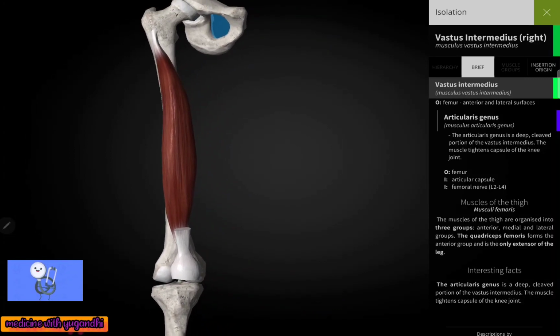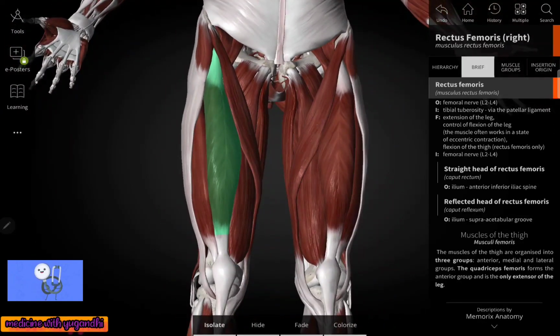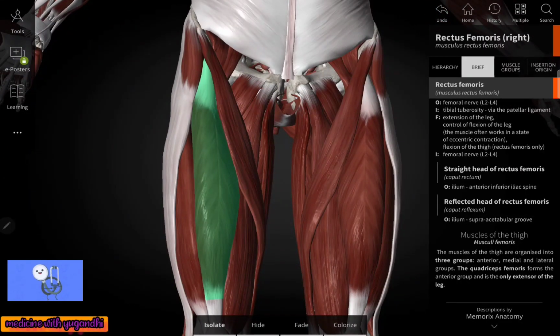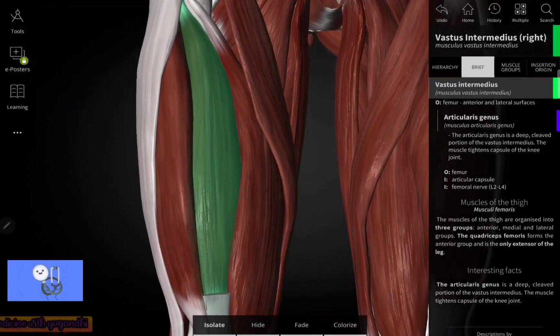Also, this vastus intermedius lies beneath the rectus femoris muscle, as I already mentioned in the previous video. Here you can see this is the rectus femoris muscle. I am just hiding it in order to show the vastus intermedius muscle. So here you can see the vastus intermedius muscle.